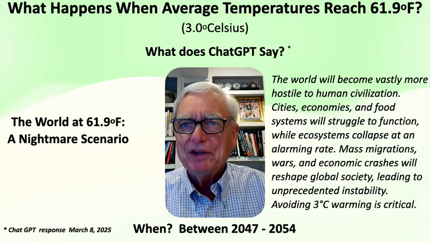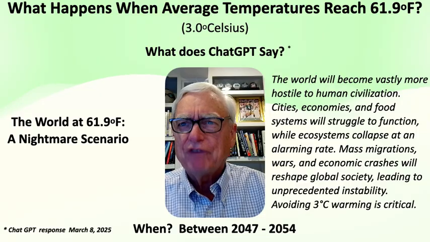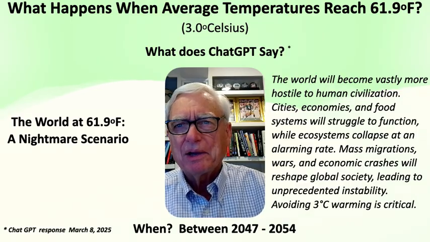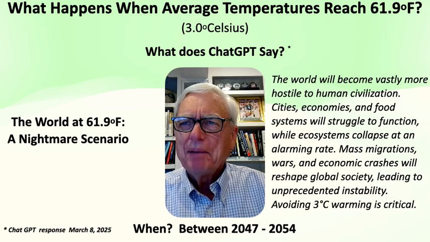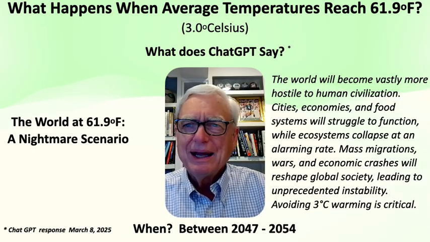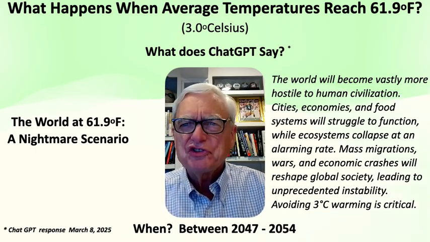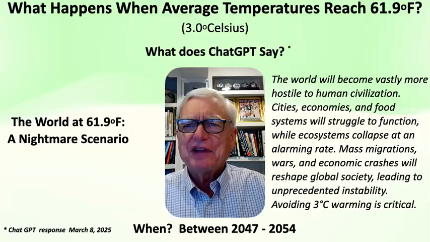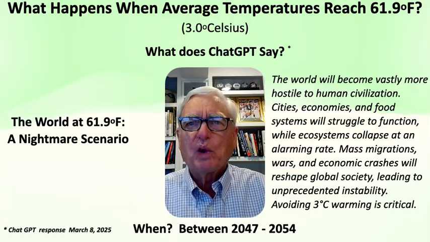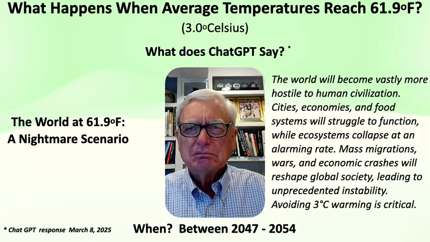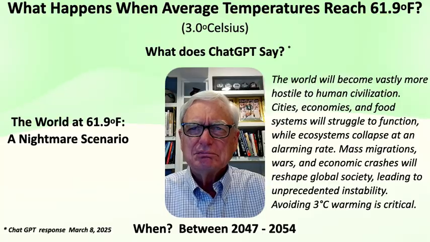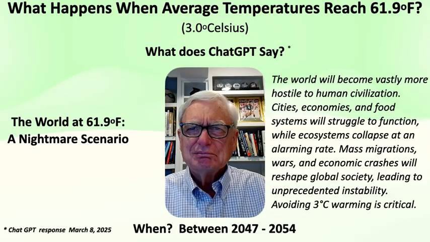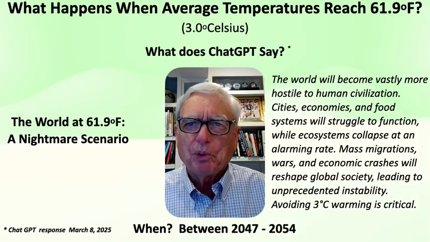Cities, economies, and food systems will struggle to function, while ecosystems collapse at alarming rates. Mass migrations, war, economic clashes will reshape global society, leading to unprecedented instability. Avoiding 3 degrees Celsius warming is critical. Does that seem plausible? Let me talk about that in multiple ways.